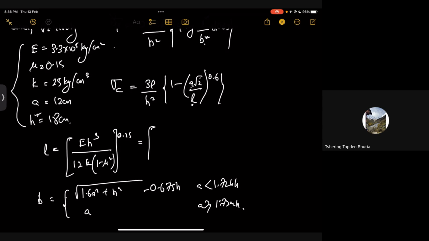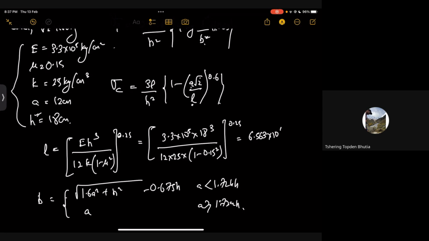Okay, I have written the answer: 3 into 10 to the power 5 into 18 cube over 12 k. Come on guys, please tell me the value of K. L is 22.29, is your answer? Comment, then I'll check. One of your peers has given an answer: 50.61. Cross-check whether you're correct or not. Let me check: 0.563 into 10 to the power 6, to the power 0.25. Yes, it is 50.61 centimeters.